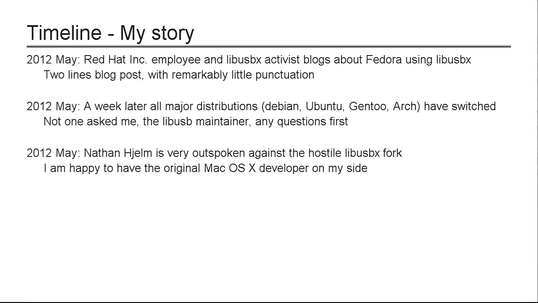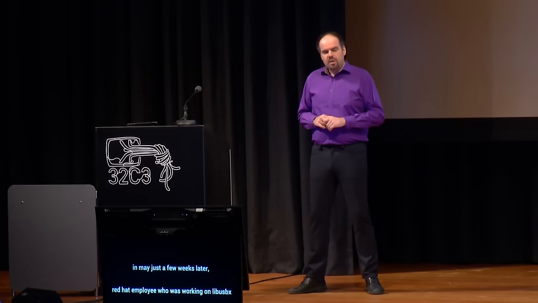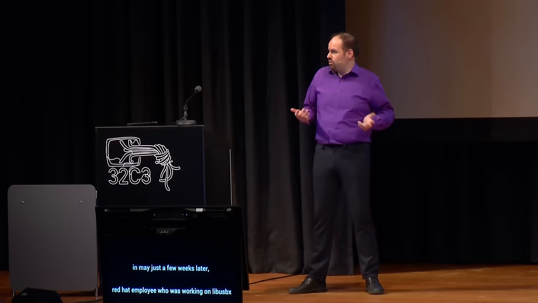So in May, just a few weeks later, a Red Hat employee who was also involved in libusbx had a blog. He hadn't posted about libusbx or libusb before, but he posted this very short blog post, just two lines of text, about how he had now switched the package providing the libusb functionality in Fedora over to use the fork libusbx. And it took maybe a week, maybe even less, just a few days, for all the major distributions to follow. They had suddenly, all of them, switched to using libusbx.